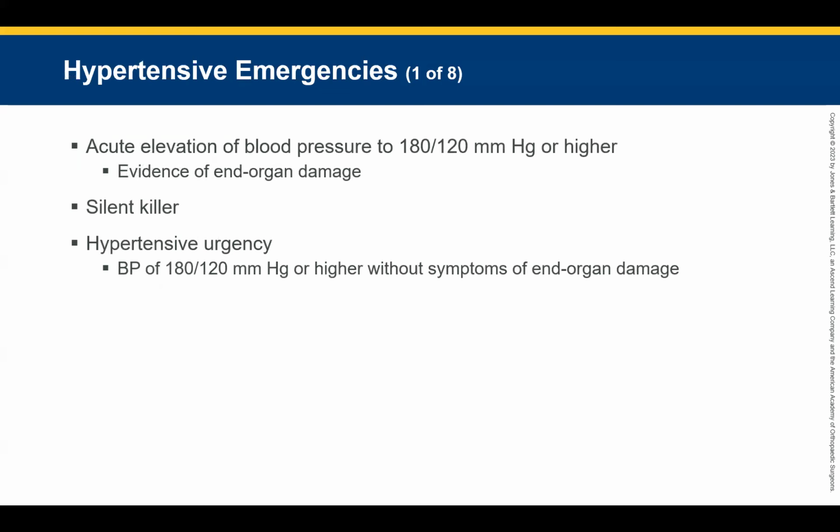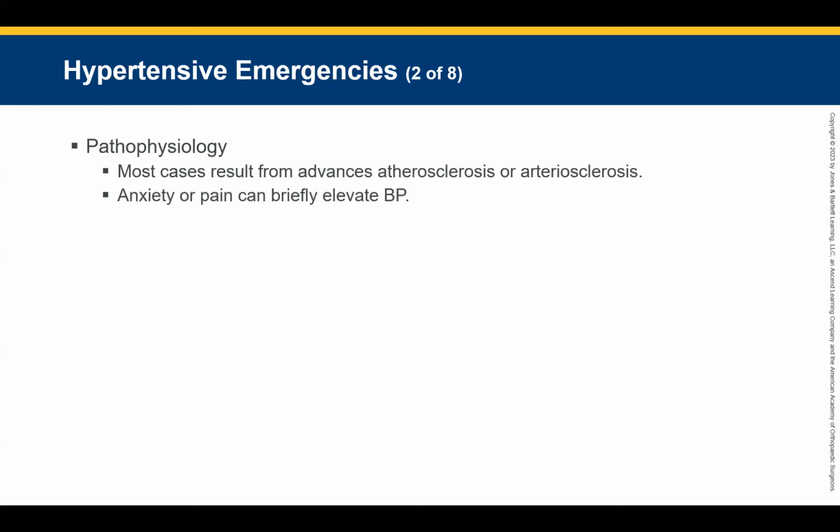Okay, hypertensive emergencies, they can be too high. We don't take these seriously enough. A lot of times I think we see so much hypertension that we just don't get too bent out of shape about it, but it can cause a lot of problems. 180 over 120 or higher can cause end organ damage. Even technically 140 over 90 is hypertensive. We see that all the time, so we don't worry about it.